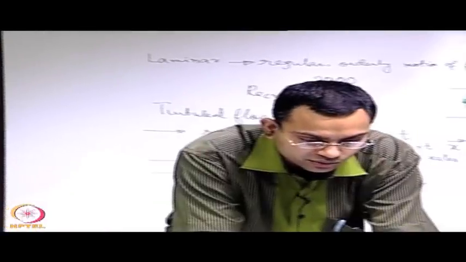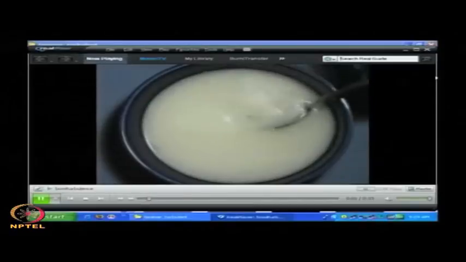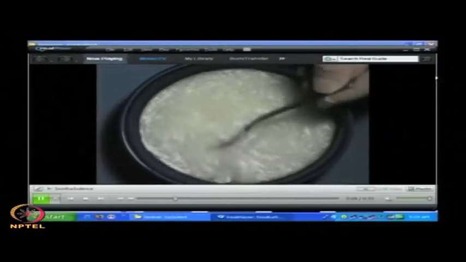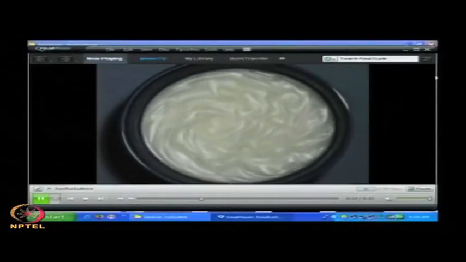So let us look into one of the video demonstrations. This is a very simple way in which, if you have something to drink and you want to mix something with it, this is what you do: you stir.